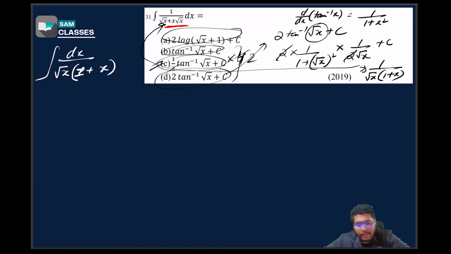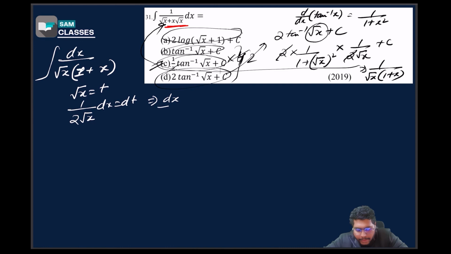Correct. Now what I'll do, I'll take root x equal to t. Root x equal to t. So 1 by 2 root x dx equal to dt, or dx by root x is equal to 2 dt. Correct. So integration dt by, what I'm getting here, because this whole thing became dx by root x, so dt by 1 plus t square.